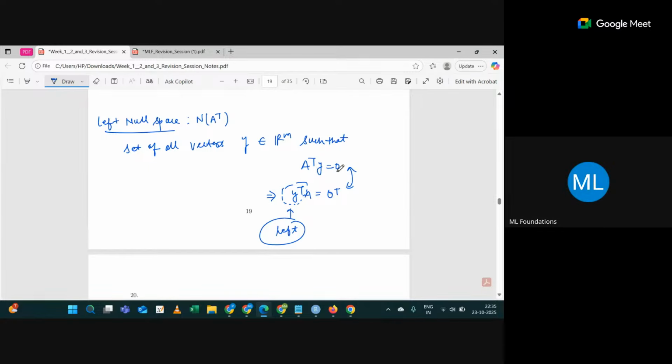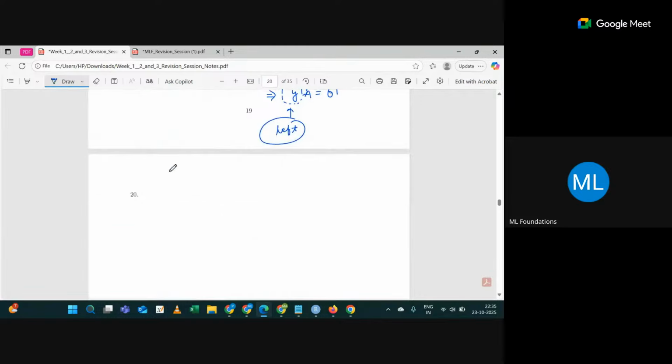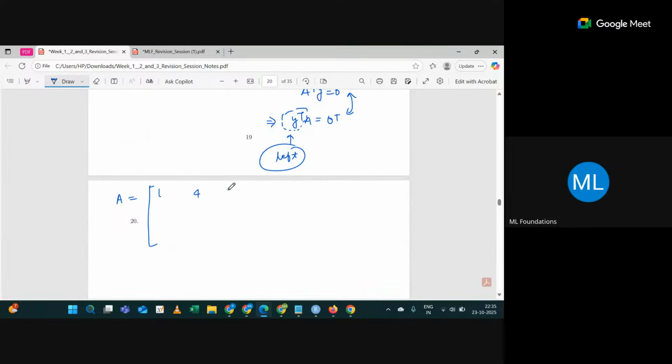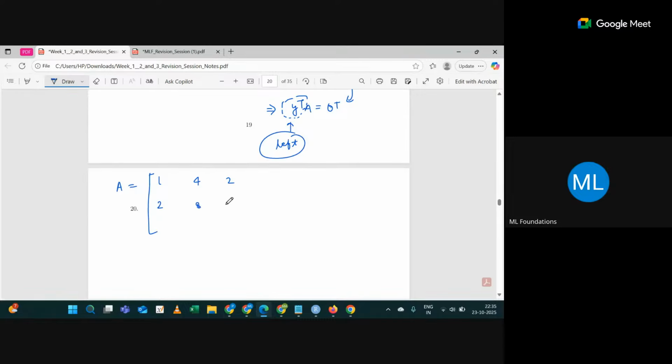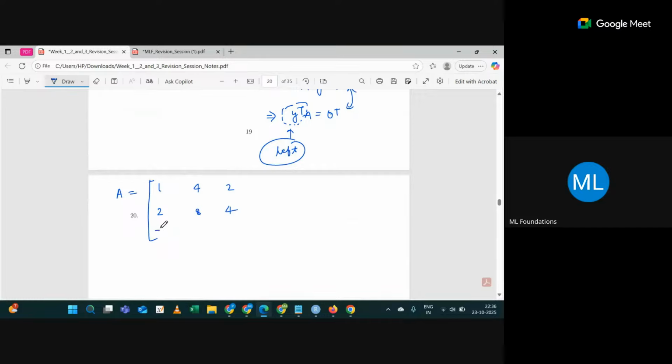So let's try to solve this for A. A is: 1, 4, 2; 2, 8, 4; and then -1, -4, -2. So what is the correct way to approach finding the column space of A?